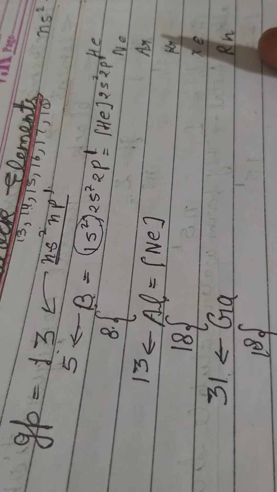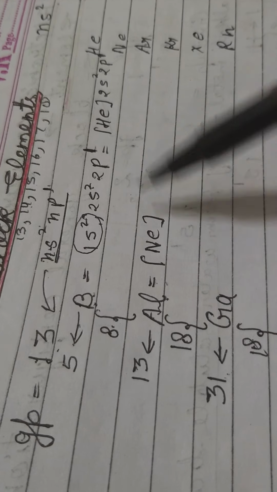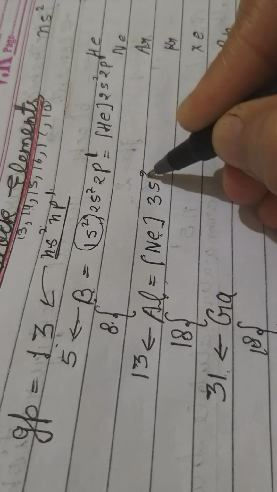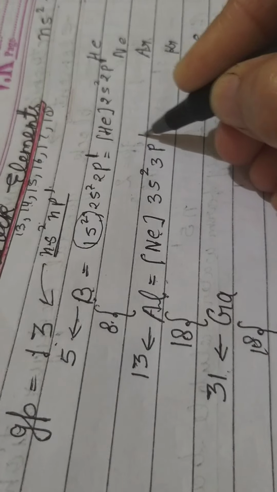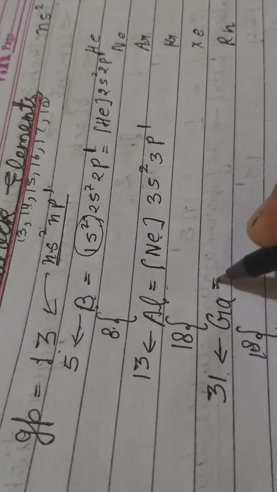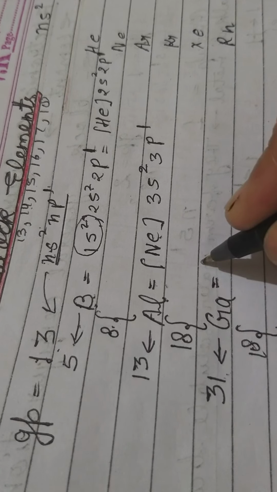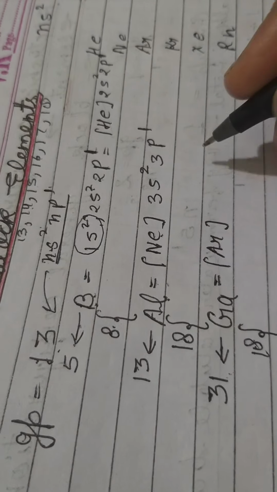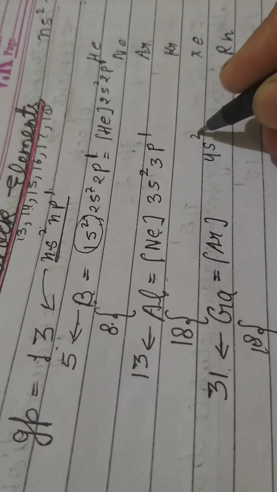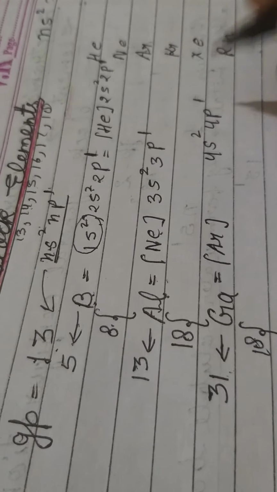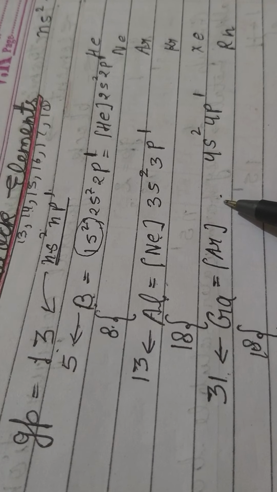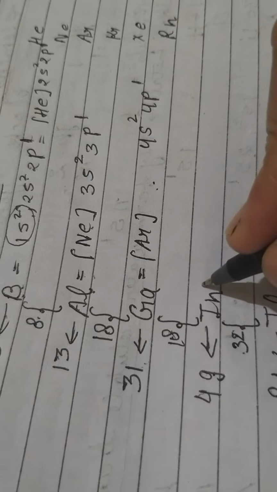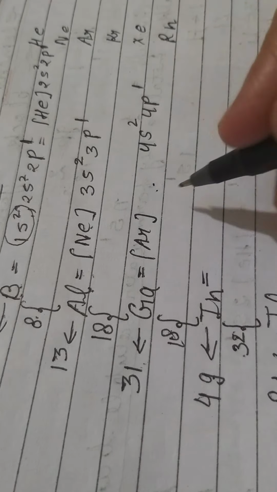Only the period number we have to change. This comes in the third period, so in place of 2 we have to write 3s2 and 3p1. Now you see for gallium, in place of neon we will write argon. Then what will we write? 4s2 and 4p1. Here I will tell you why I have left the gap. Just wait.